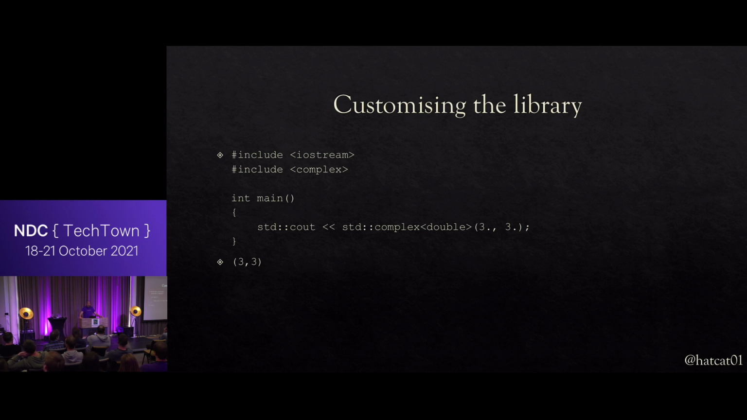Now I haven't specified any formatting to include decimal places or leading or trailing zeros. What about this? So this is std::complex<int> with 3. and 3. It still prints 3,3 because the complex number is templated over int. So the constructor is looking for a pair of ints. And the compiler converts the doubles to ints, like that.